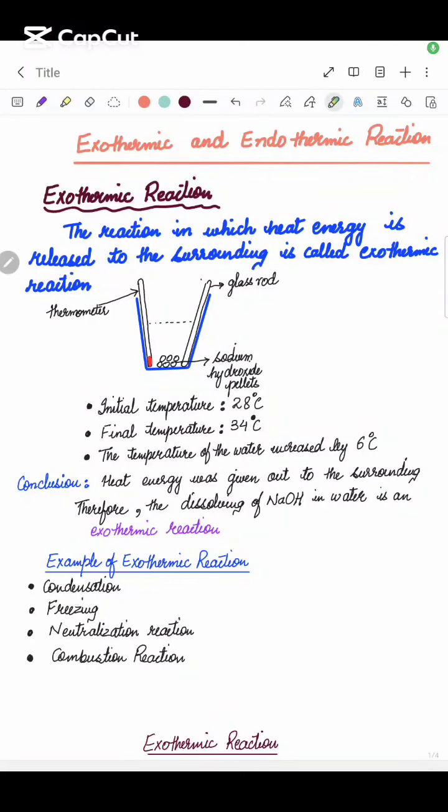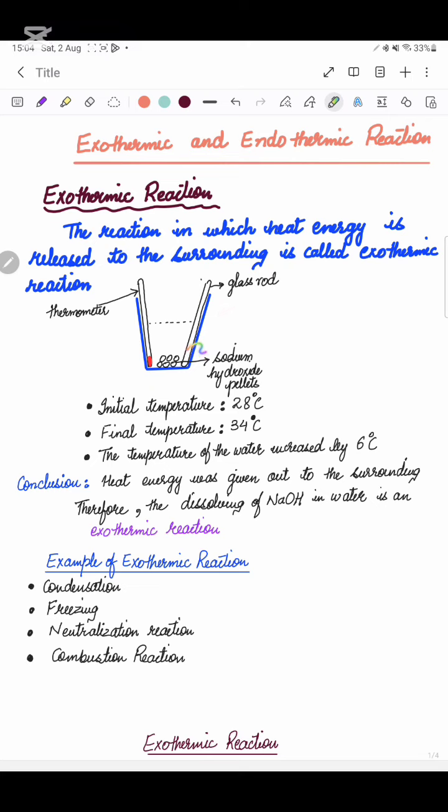In this video, we are going to discuss exothermic reactions. So what are exothermic reactions? Exothermic reactions are those reactions in which heat energy is released to the surrounding. So let's take an example.